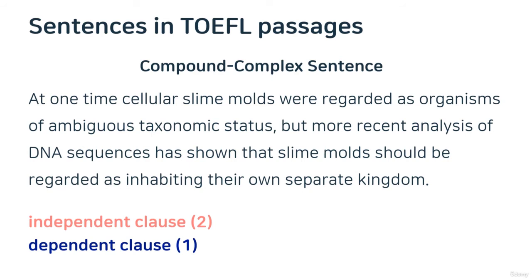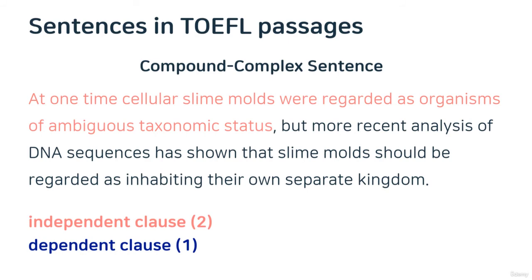Okay, so if we start reading, we can get to this point where we see a coordinating conjunction, but. So this first part is an independent clause, and it begins with the prepositional phrase at one time, and then after that it says cellular slime molds were regarded. And then we have another preposition as, and after that we have a long noun phrase that functions as the object of the preposition as.